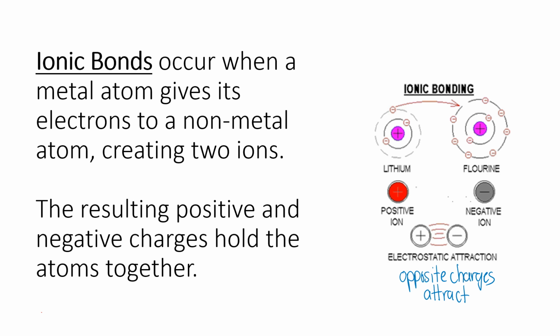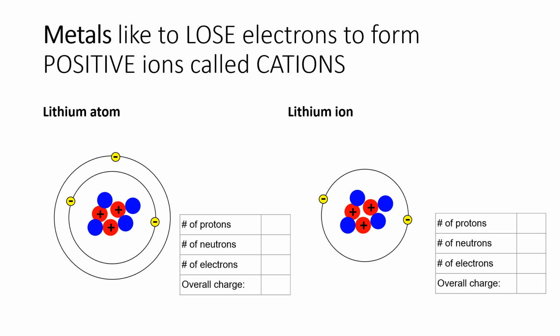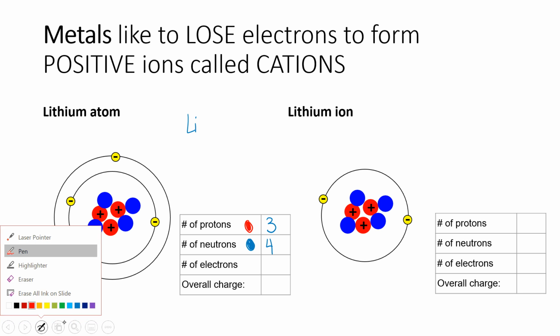So we're going to take a look at how these ions form, and our goal is to be able to predict what ion a certain element will form. Let's look at an example here at lithium. Lithium is element 3 on the periodic table. It's got 3 protons and 4 neutrons. Notice in this table, we've got some color-coded things. The neutrons are blue, the protons are red. I'll make a little key here. And then the electrons are yellow.